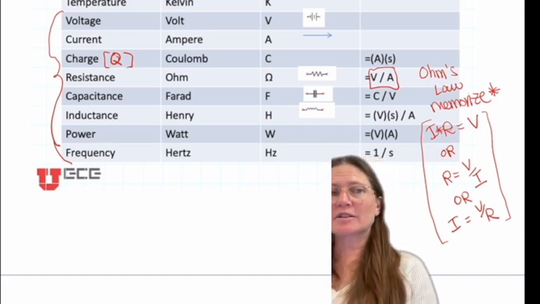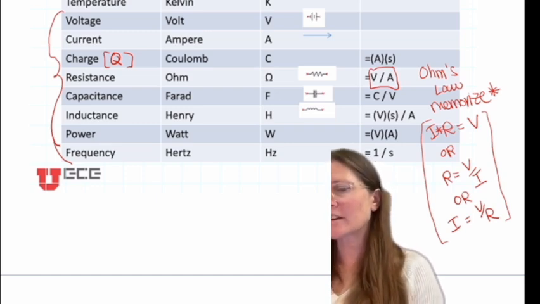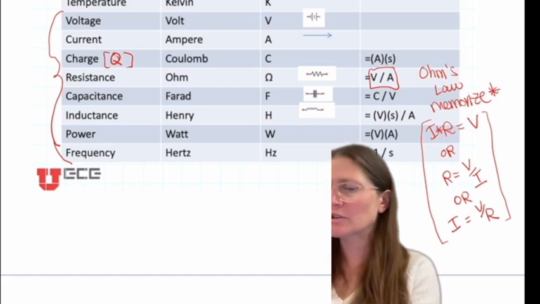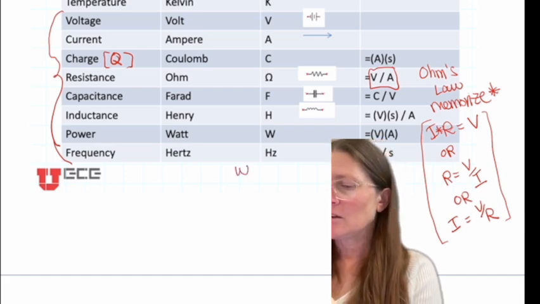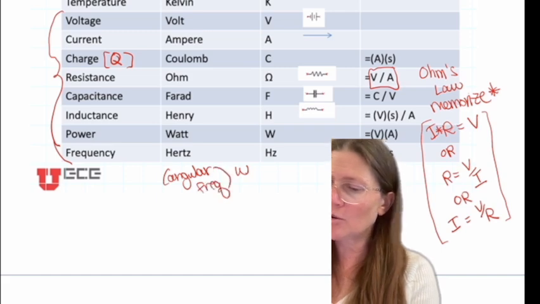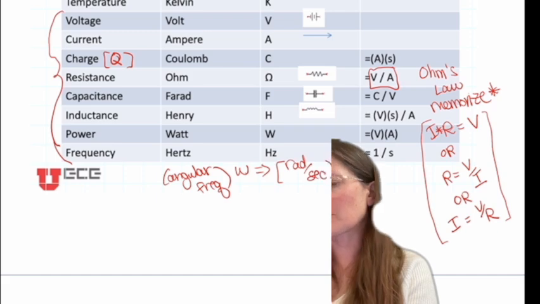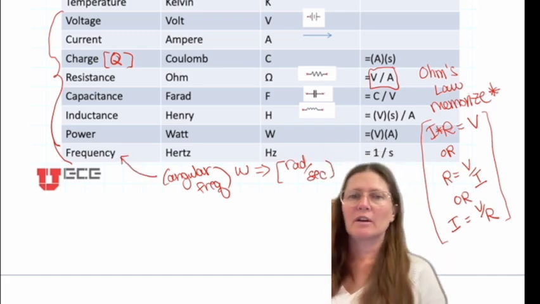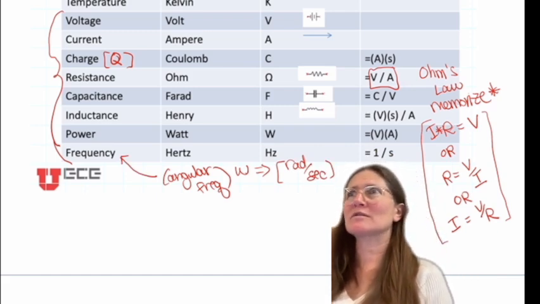Capacitance is in farads, inductance is in henries, power is in watts, and frequency typically is in hertz. But we're also going to talk about angular frequency, which is denoted omega, and that unit is radians per second. That's going to be the other type of frequency that we talk about. All right, questions about units?